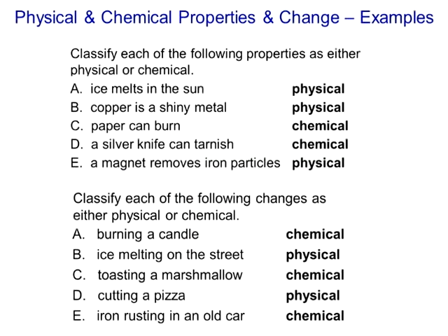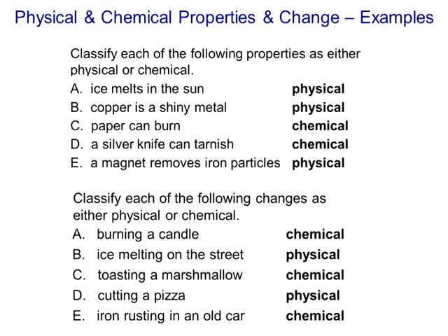So to reinforce this a bit further, let's use these examples. Classify each of the following properties as either physical or chemical. I've already worked through them for you. So ice melts in the sun, physical. Copper is a shiny metal, physical. Paper can burn, chemical. A silver knife can tarnish, that's chemistry, that's a chemical change. A magnet removes iron particles, that is physical. It simply extracts them, picks them up, lifts them out, captures them. That's just physical. Okay?